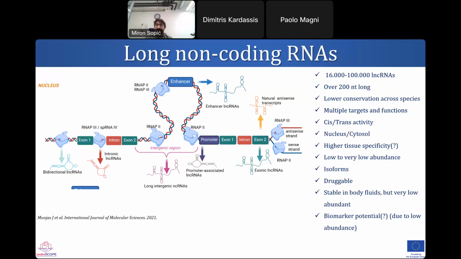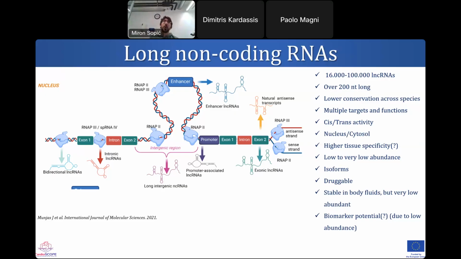They have multiple targets and functions. They can exert cis and trans activity, which means that they can act within the genes where they are synthesized or across different chromosomes. In trans activity, they can be active in the nucleus and cytosol. You will very often read in the literature that they have very high tissue specificity, and later on I will try to argue about this. They are said to be not very abundant, again something that we can argue. We will see that. They have many isoforms.